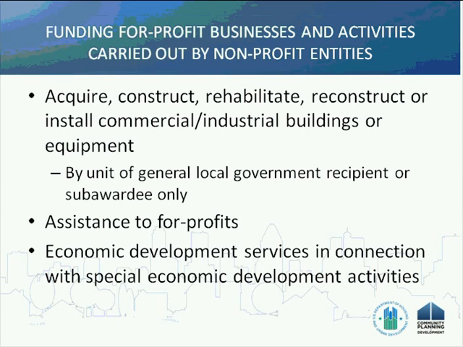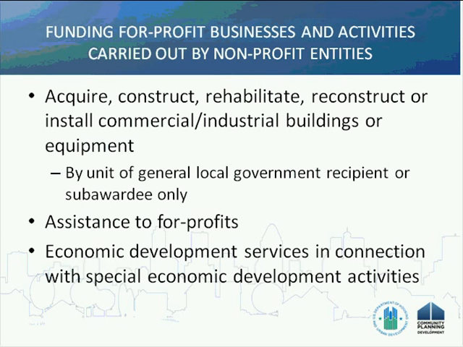First, the unit of general local government itself, or a public or nonprofit subawardee, may directly conduct real property activities related to economic opportunity. Unit of general local government or subawardee may acquire, construct, rehabilitate, or reconstruct commercial or industrial buildings, or it may acquire or install commercial equipment. As you can tell from this list, virtually any type of commercial real property activity is eligible under this activity for grantees and subawardees. One example of this type of project might be a farmer's market that's owned by a unit of general local government.